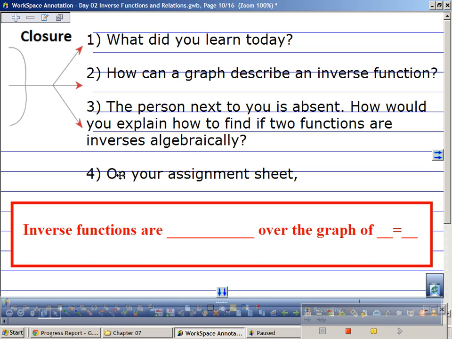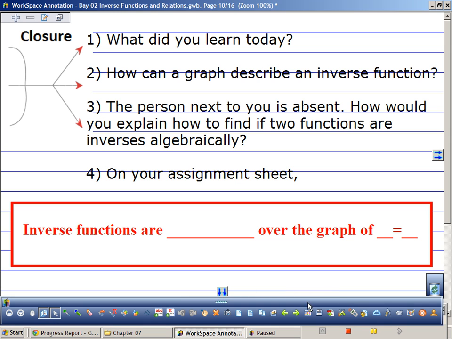So now here's those key words on your assignment sheet. Now feel free to pick up that pen. Inverse functions are blank over the graph of blank equals blank. Reflected over the graph of y equals x. Good. Good job. Fantastic. Evan.